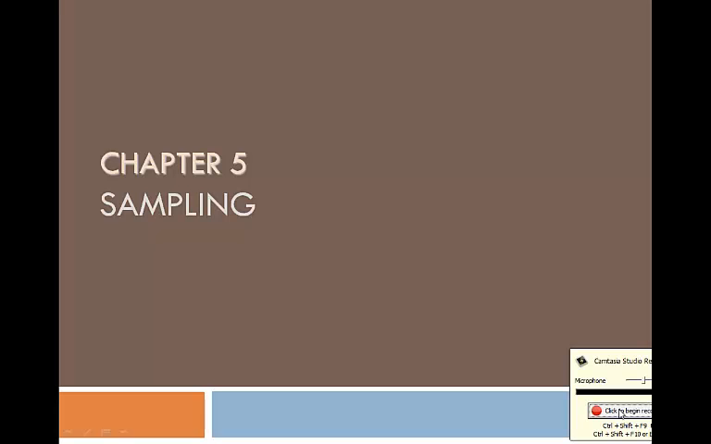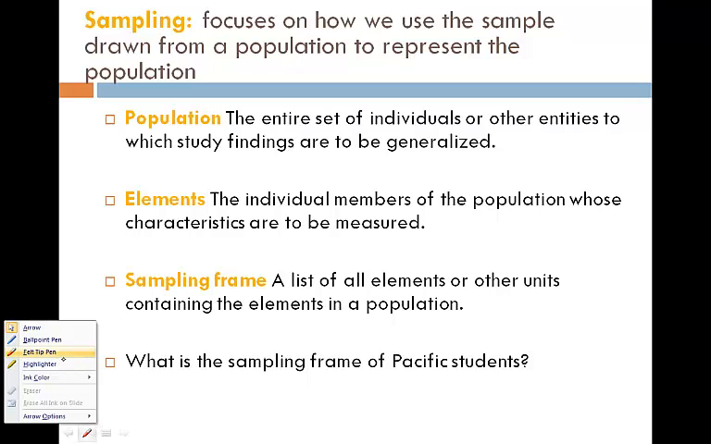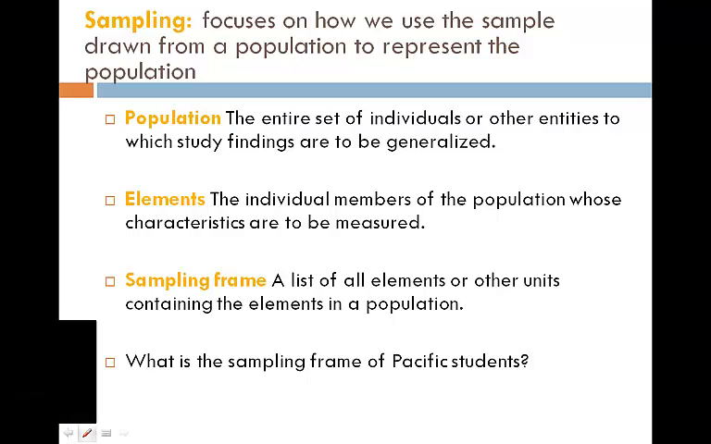Today we talk about sampling. Chapter 5. Sampling is to focus on how we use the sample drawn from a population to represent the population. I can try to use this kind of figure to describe this.